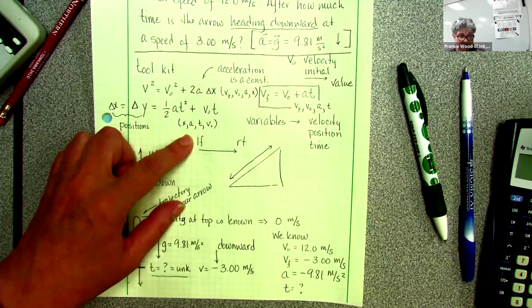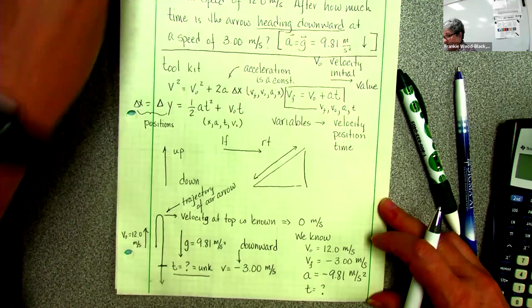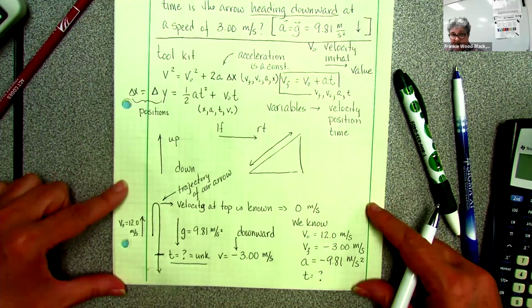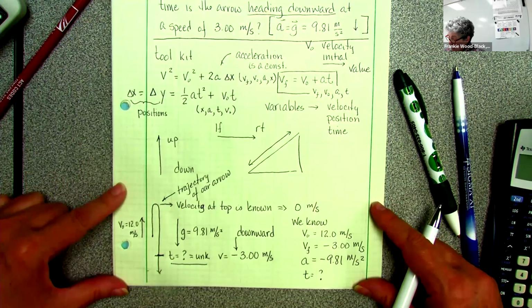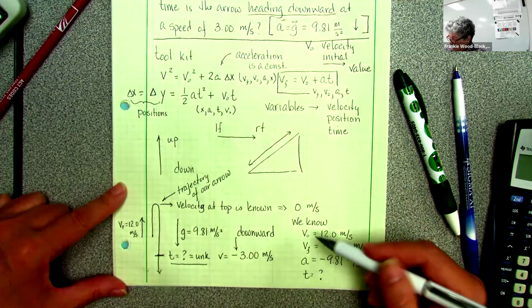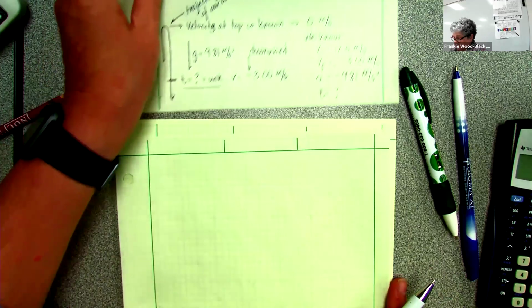So when people ask, I don't know when to use the equation. Well, if I write out my things in all its gory detail, which is what I've done here, I know this has got to be the only equation that I can use because they're my variables. So we'll start with that.